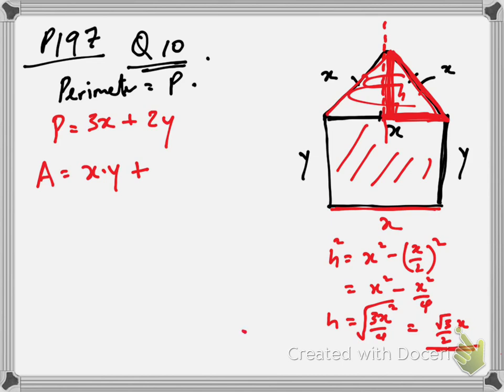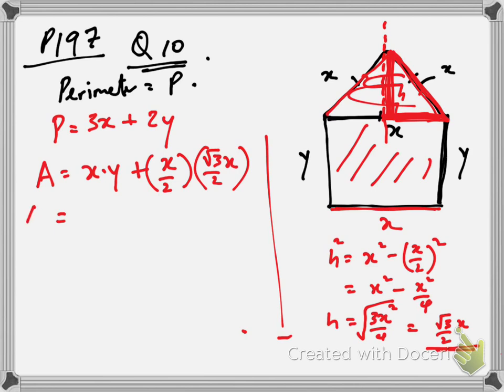So it will be x over 2 times root 3 over 2 x. Okay, so that's the expression for area. You have to expand and see what you end up with. You get xy plus root 3 over 4 x squared. Okay, that looks great.